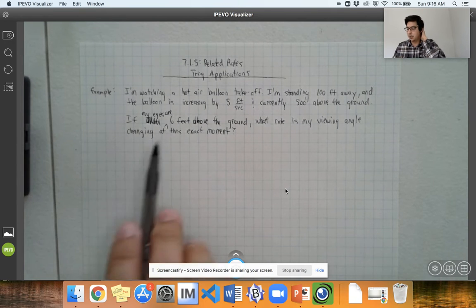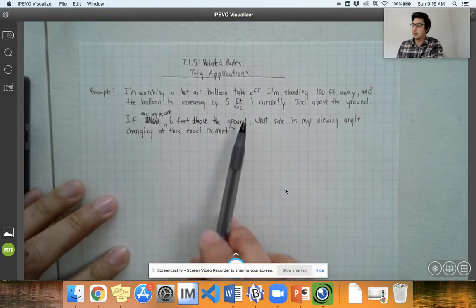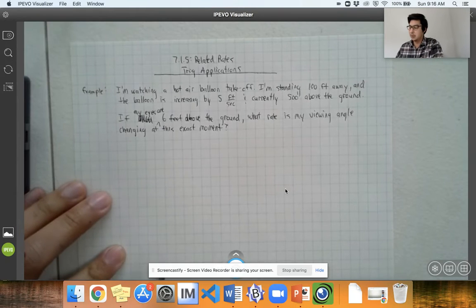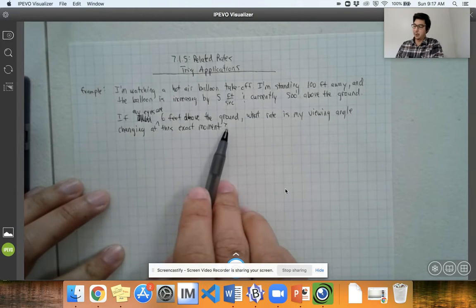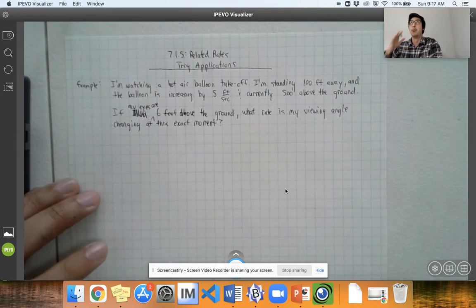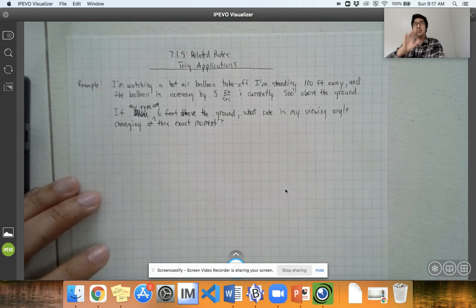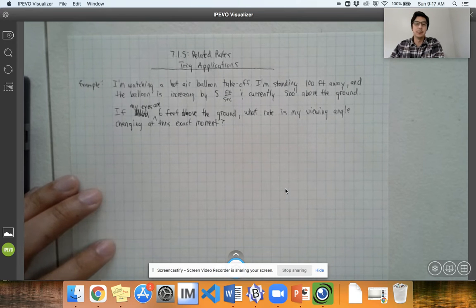I'm watching a hot air balloon take off. I'm standing 100 feet away, and the balloon is increasing 5 feet per second and is currently 500 feet off the ground. If my eyes are 6 feet above the ground, at what rate is my viewing angle changing at this exact moment? So as I'm watching the balloon get higher, how is the angle changing that I'm watching it at?